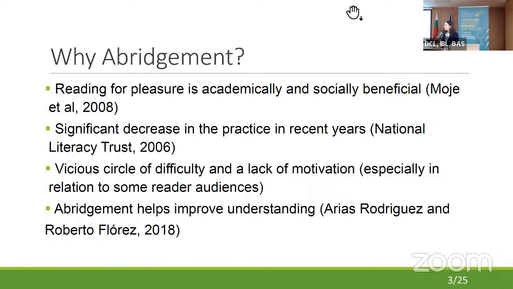Why abridgment? So first of all, reading for pleasure and at school, as we can sense intuitively and as has been proven, is academically and socially beneficial. Unfortunately, however, there has been a significant decrease in this practice in recent years. And the cause is an interesting vicious circle of the so-called Matthew effect, when the difficulties in reading are aggravated by the fact that they cause a lack of motivation too. So it is hard to start reading again. And here is where abridgment is supposed to come to the rescue.